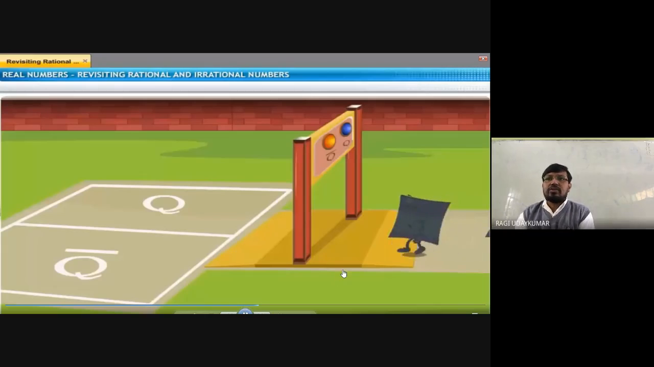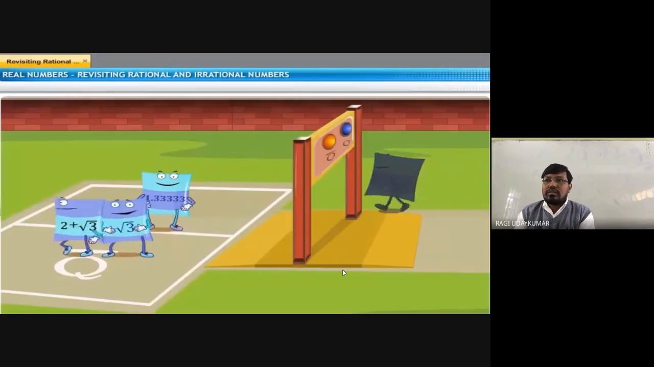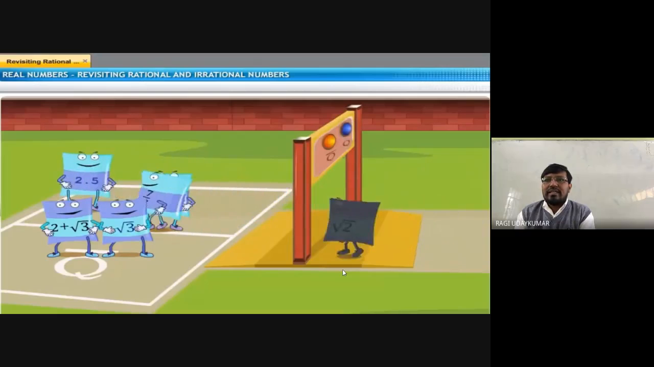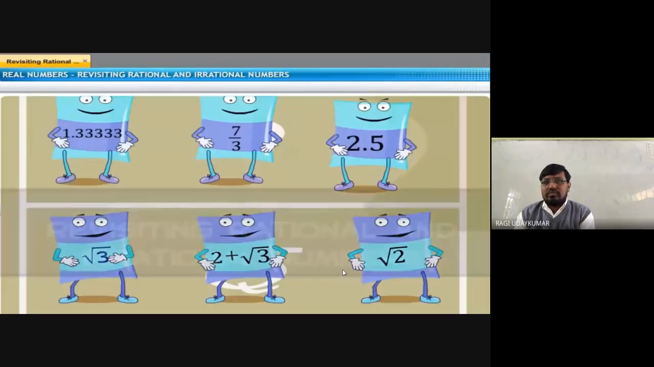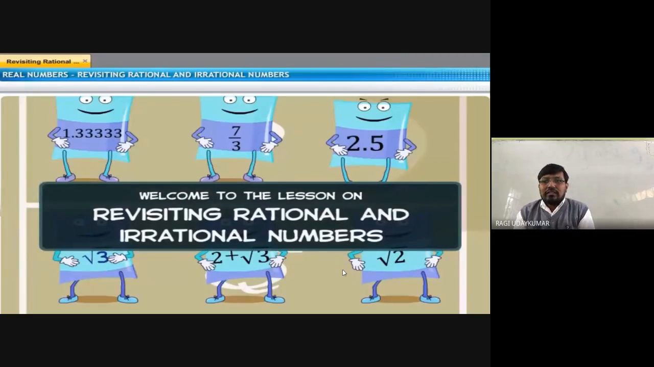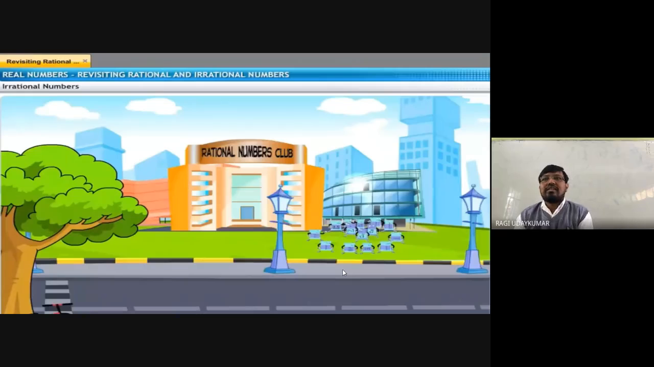You can apply that. So now the next thing is revisiting rational and irrational numbers. The concept of rational and irrational numbers. See here, some numbers are crossing the line, and while they are crossing the line, one of them glows. Rational numbers glow blue light, irrational numbers glow differently. So here we are going to distinguish between rational and irrational numbers, and prove theorems related to them. The main important things are: prove root 2 is an irrational number, prove root 3 is an irrational number, prove 2 plus root 3 is an irrational number.